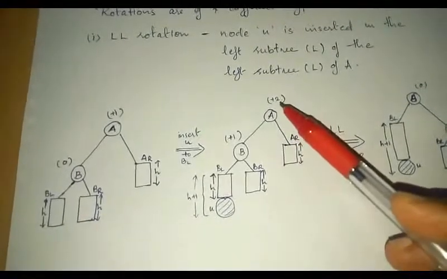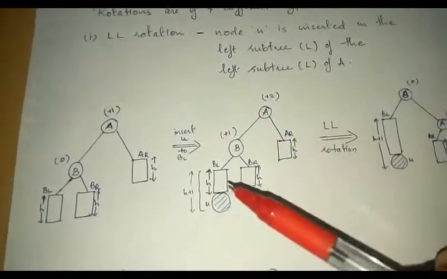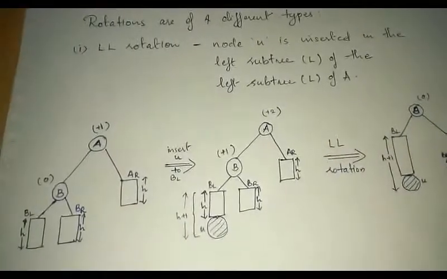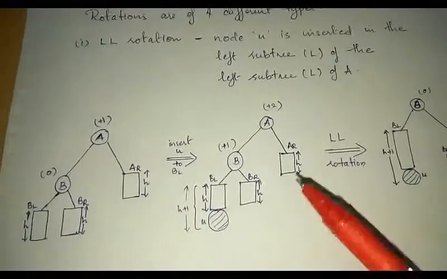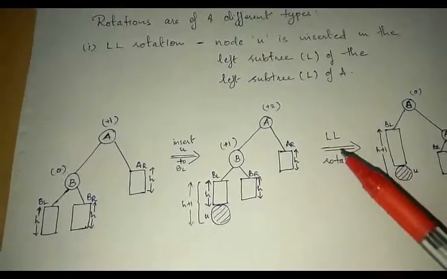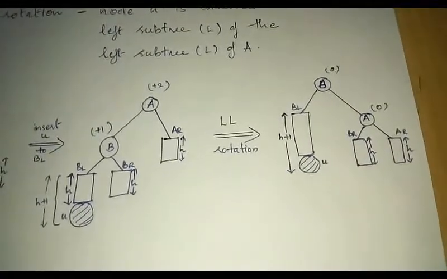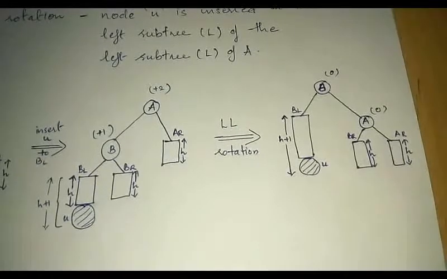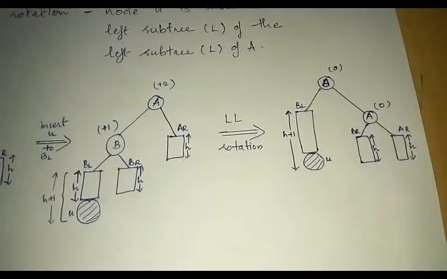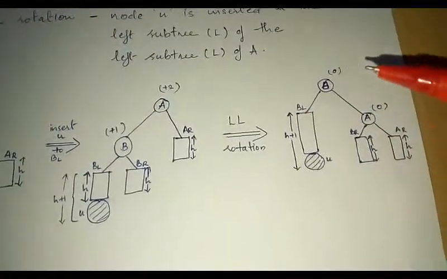That is how we get 2 as the balancing factor of A. Now you can see that since we have one node with the balancing factor 2, the tree has become unbalanced. So we have to perform rotation to balance this AVL tree. Now here, since the new node is inserted to the left of the left subtree of A, we have to perform LL rotation. So the LL rotation will be performed like this. That is, if you insert a new node to the left of the left subtree of a subtree, then you have to rotate the tree to the right. So for LL rotation, we are actually making a rotation to the right.